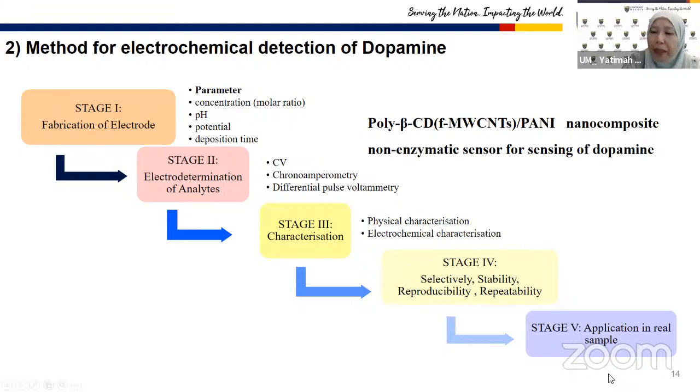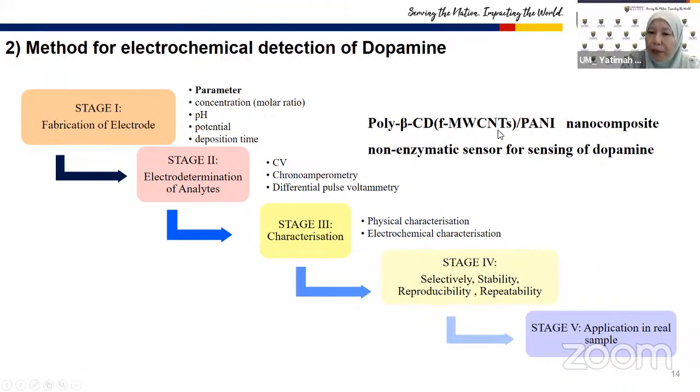And then finally, when you have gone through all these stages, if the sensor is robust enough to detect certain target analytes, you can use it in real samples. It means you can apply it straight away in the field, or do the measurement straight away. So the whole system is what you need to understand and study. One example that I'll be sharing with you in later slides is on poly beta-cyclodextrin.